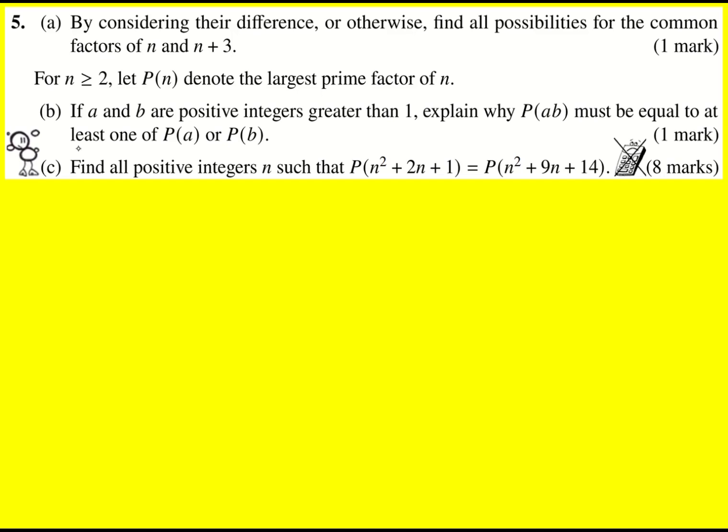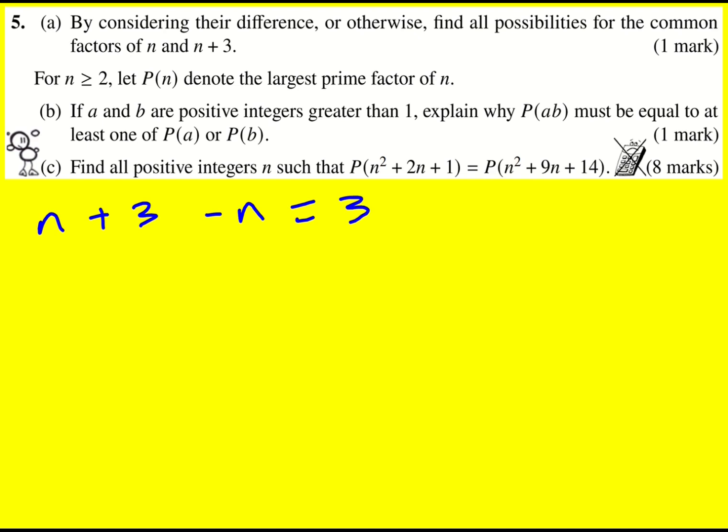Parts A and B in this question lead us up to the finale of part C, which we'll talk about in a minute. First thing, considering their difference or otherwise, find all possibilities for the common factors of n and n plus 3. So let's do what they've said. n plus 3 minus n is equal to 3. So they differ by 3.